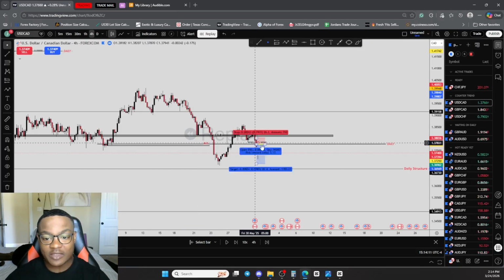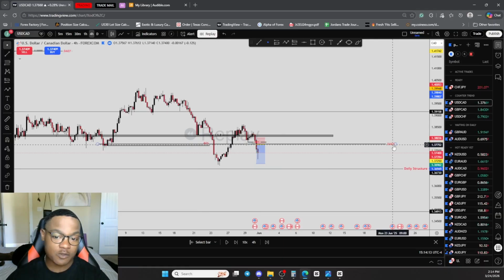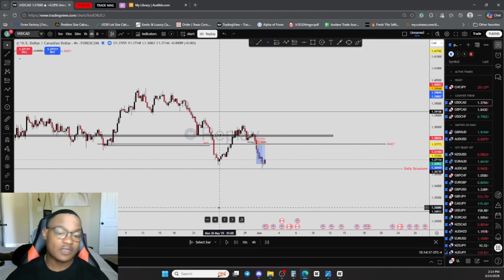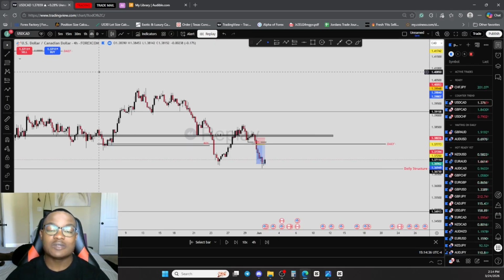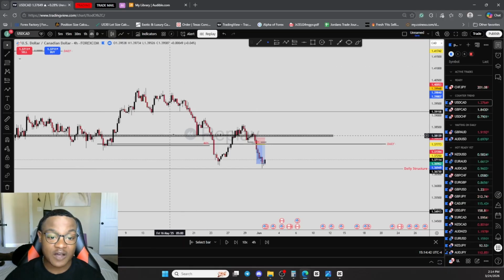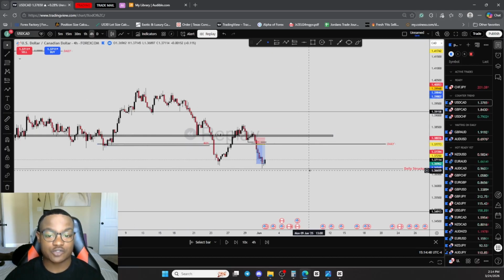But we found the entry once price got back below this zone, and look what happened. We hit our take profit with ease, and we were able to win this trade based off of the daily time frame and the 4-hour time frame being in sync. And what you need to know is that when the daily and the 4-hour are in sync, we use the 4-hour time frame to find our entry zone. The daily time frame, we're just marking off the recent break of structure.